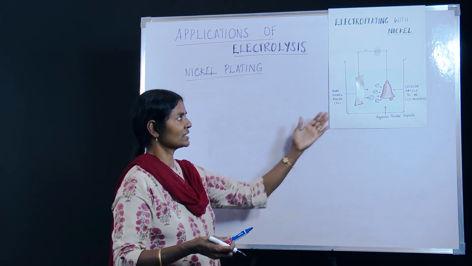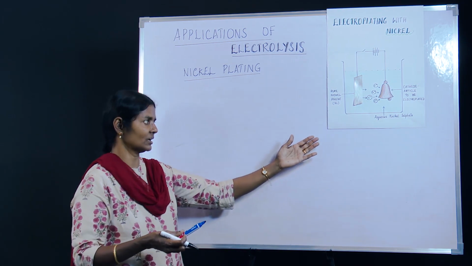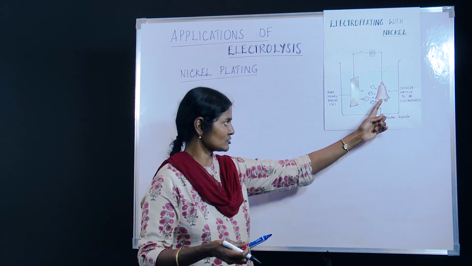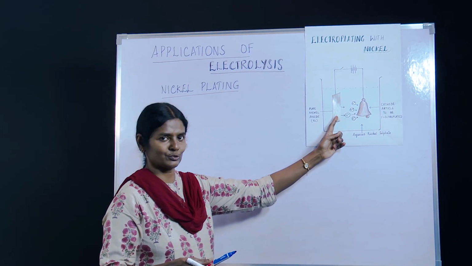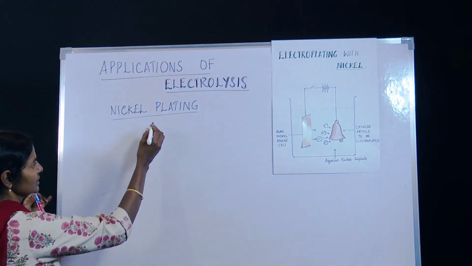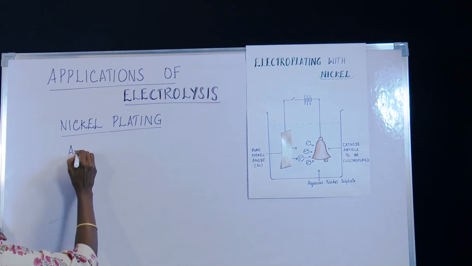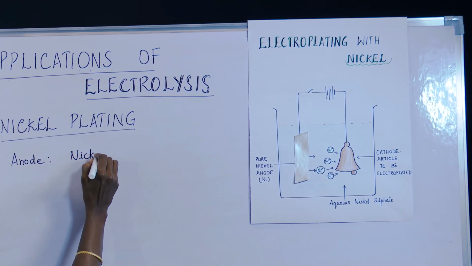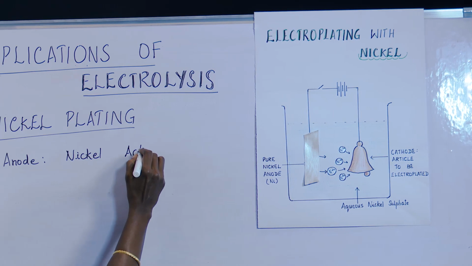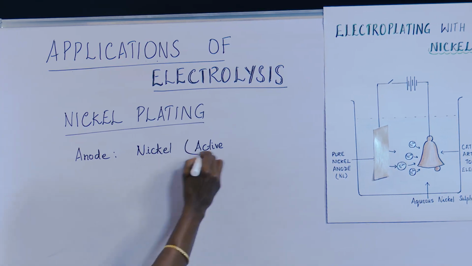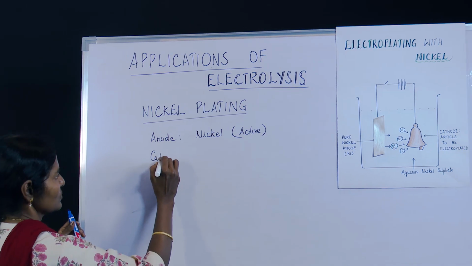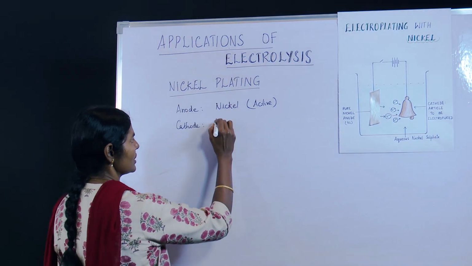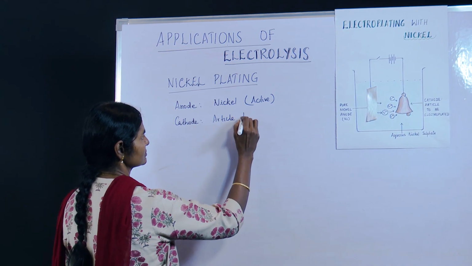Let's look into nickel plating, or electroplating with nickel. Here we have an article that's made of brass, it's a bell of course, and we have a nickel anode. In this nickel plating, the anode is made of the superior metal, that is nickel, and this nickel is active in nature. What is the cathode made of? Cathode is the base metal, and that is the article to be electroplated.